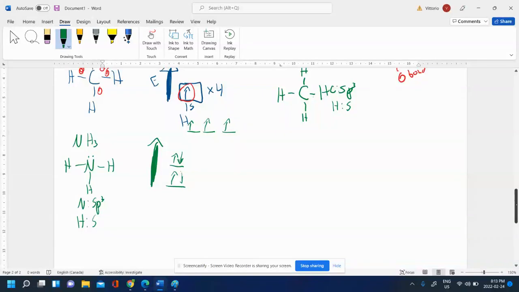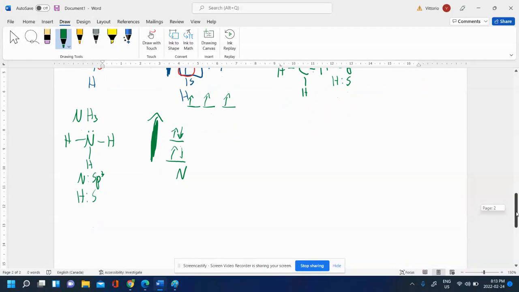And this is for nitrogen specifically. And then for hydrogen, we simply have 1s. So this is 1s here, 2s, and then 2p. You'll notice that the bonding will happen between these two p's and this hydrogen here. And don't forget there's 3 hydrogens, so we should actually draw 3 of them.